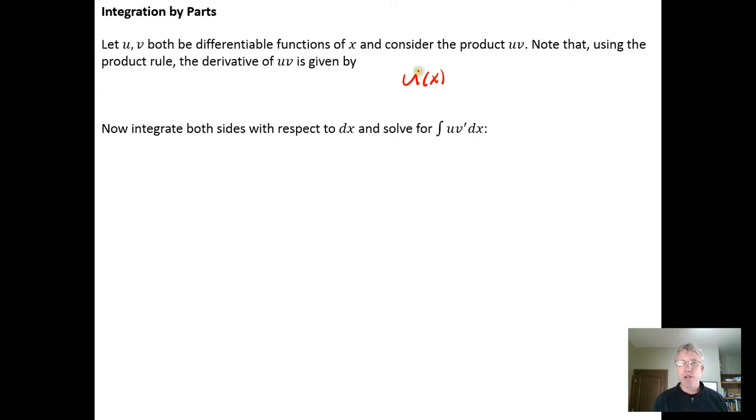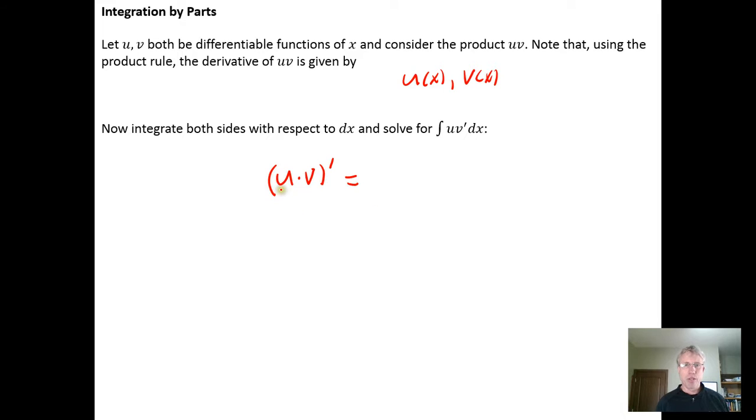The basic idea is that you suppose you have a product of two functions. So you have some function of x, u, and some function of x, v. And you consider the case where you're multiplying u times v. Well, let's suppose that we wanted to take the derivative of this product of two functions. So we wanted to take (uv)'.